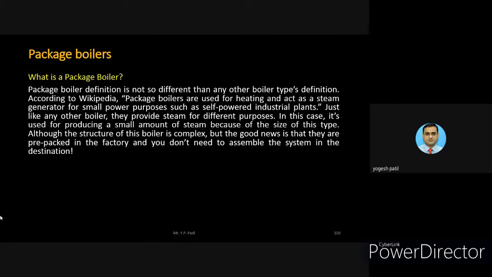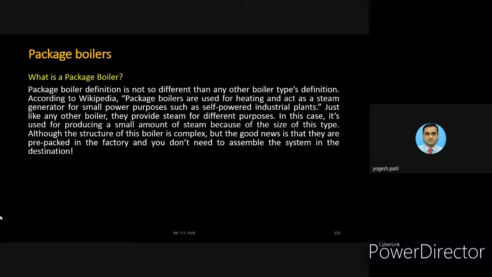Just like any other boiler, they can provide also steam for different purposes. In this case, it's used for producing a small amount of steam because of the size of the type. As the main concern is its small size, the generation of steam is also small, and it is sufficient for the building automation purpose.